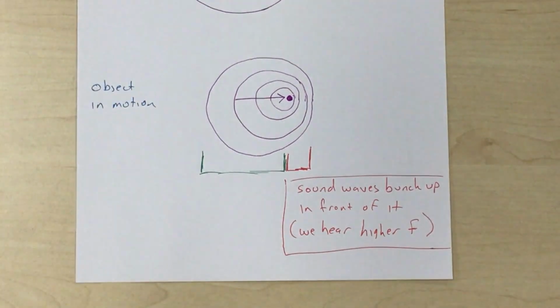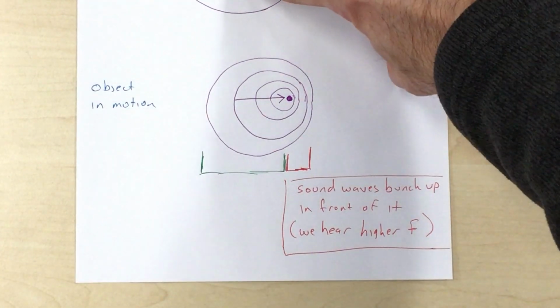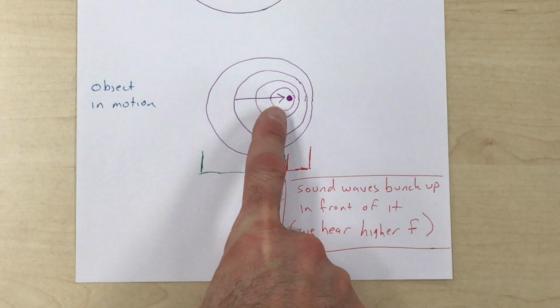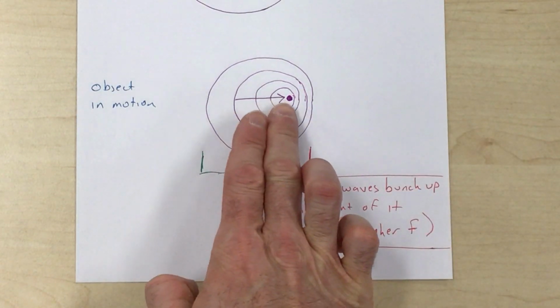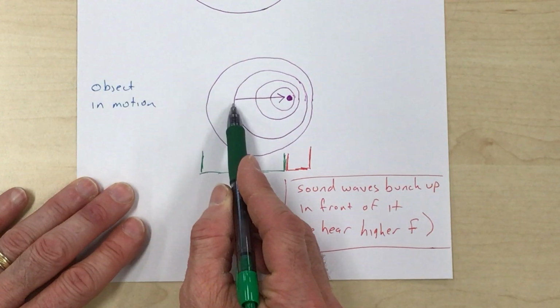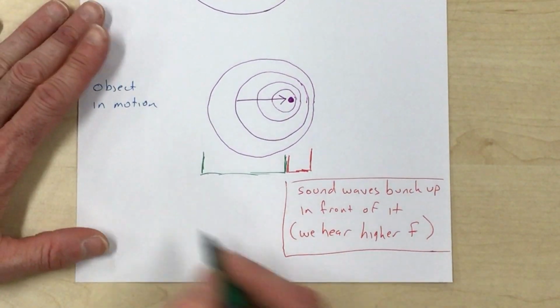Picture a car with its horn moving towards you. That sound is higher. And then as the car passes you, the sound of that same horn becomes lower. Another example is an airplane. As it's heading toward you, it's got a higher pitch. And as it's heading away from you, the pitch is lower because the wavelength is longer.